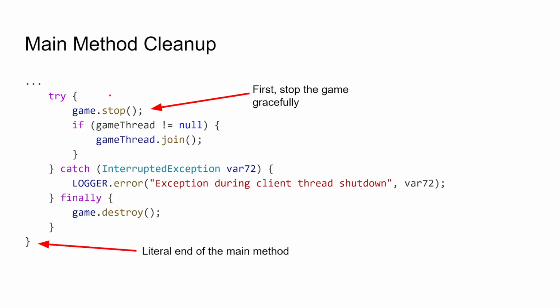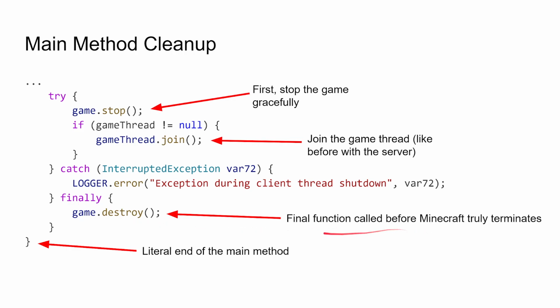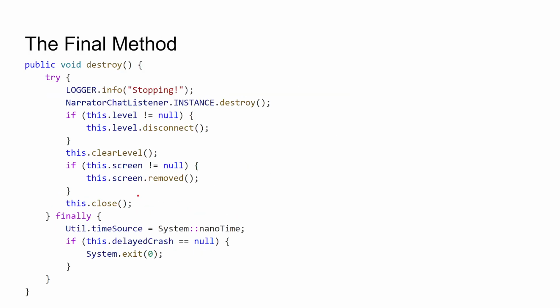So first, it will stop the game gracefully, and then it will join the game thread. So again, just wait until the game thread is done, and then it's dead, we continue. And then finally, again, appropriately titled, we do game.destroy. This is literally the last function called before Minecraft truly terminates. So let's take a look at that. All right, we are at the end. This is where it all ends.